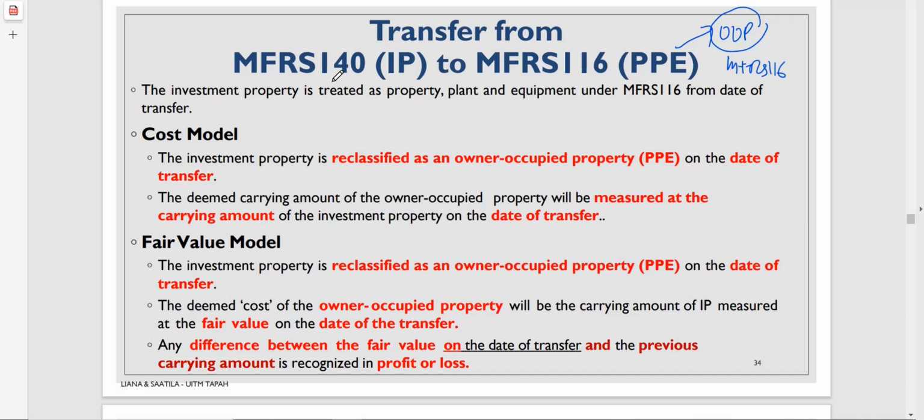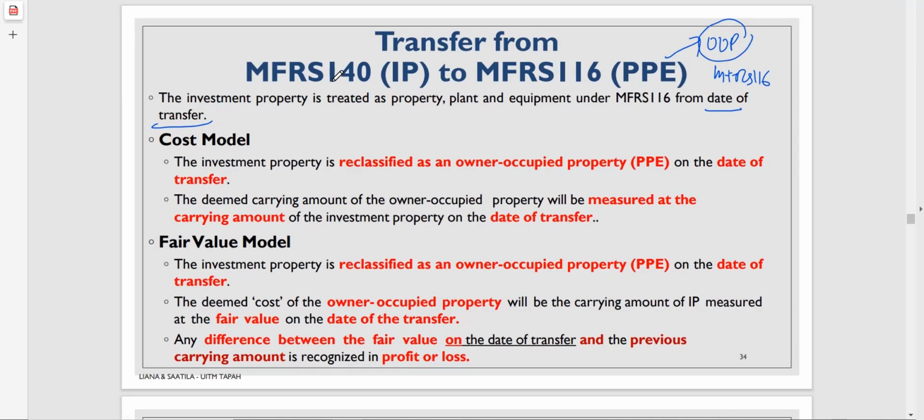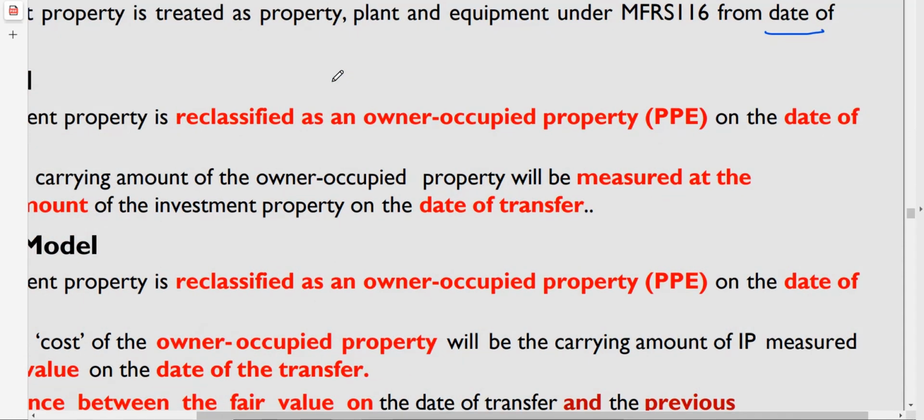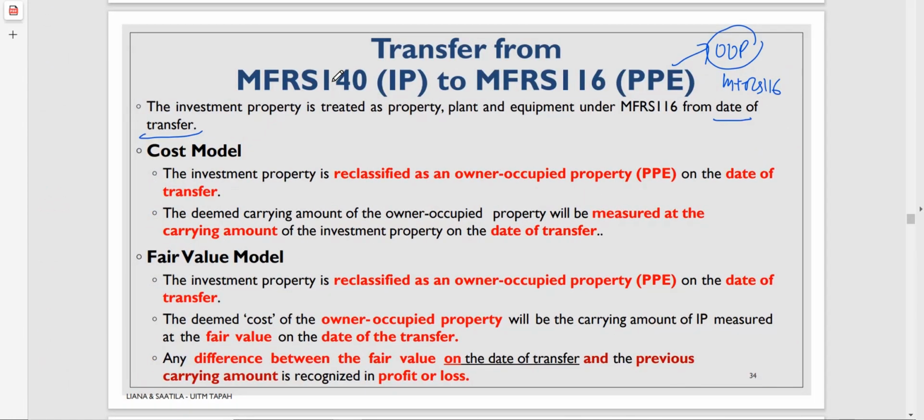So let's look at the investment property. It will be treated as property, plant and equipment from the date of the transfer, as there was a change in use. So the change in use here would be, let's say, for the IP, it uses the cost model. On the date of transfer, it will be reclassified as owner occupied property. As an example, 1st of January 2020 is the date of transfer. So on that date, there is a change in use.